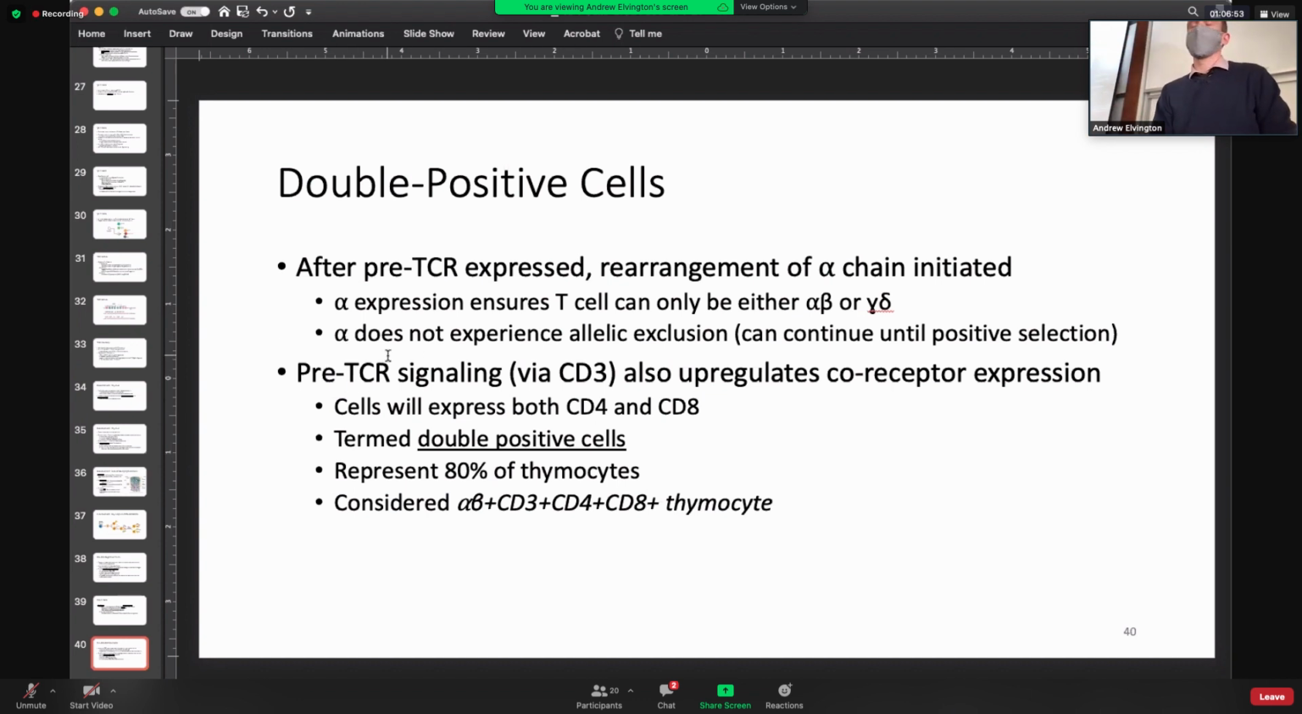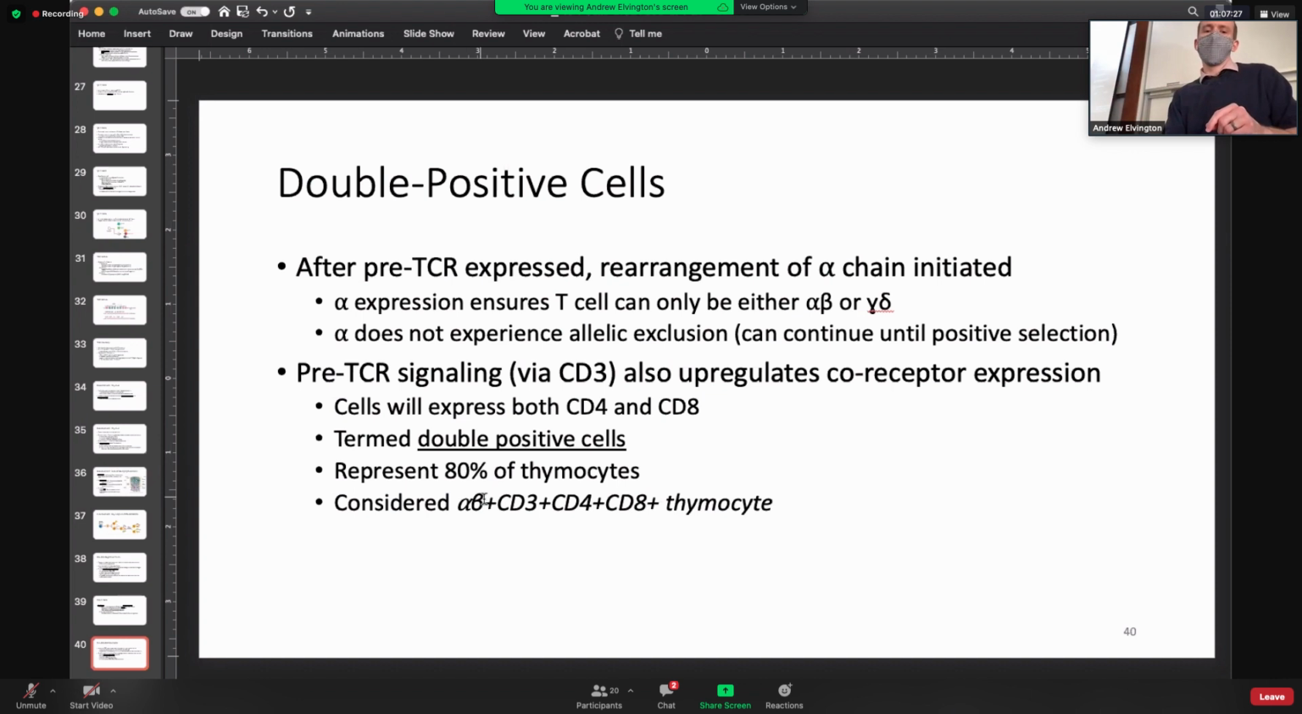Once that pre-T cell receptor has had a successful signal via CD3, now we're going to start to express our co-receptors. And here we have a double positive cell. Double positive because it expresses both CD4 and CD8. And this represents, of all of the living cells in the thymus, 80% of them are found as double positive. And so they're immature.